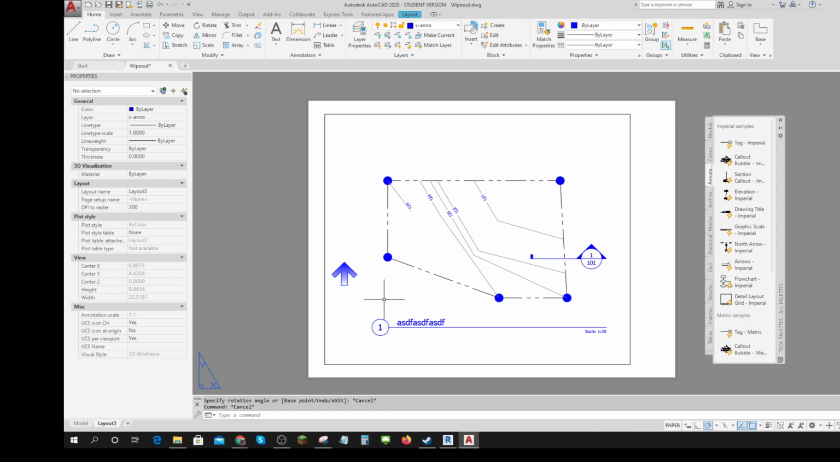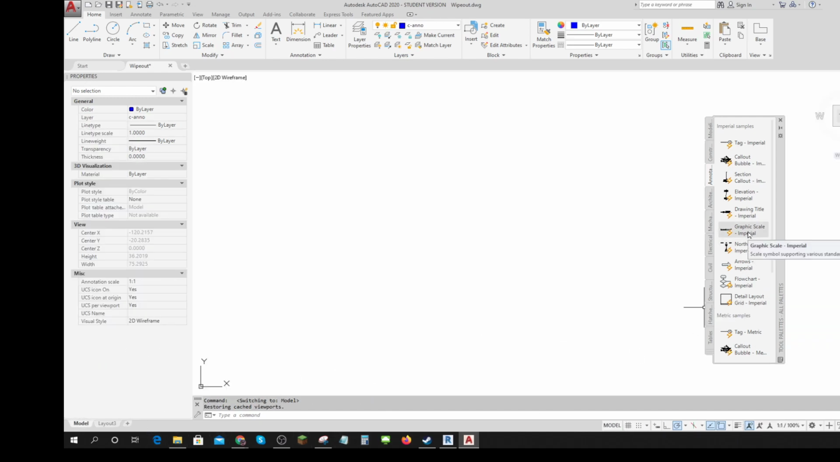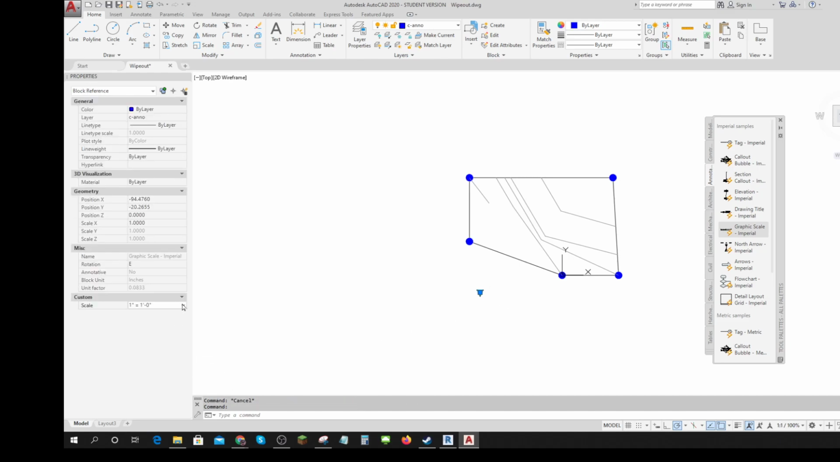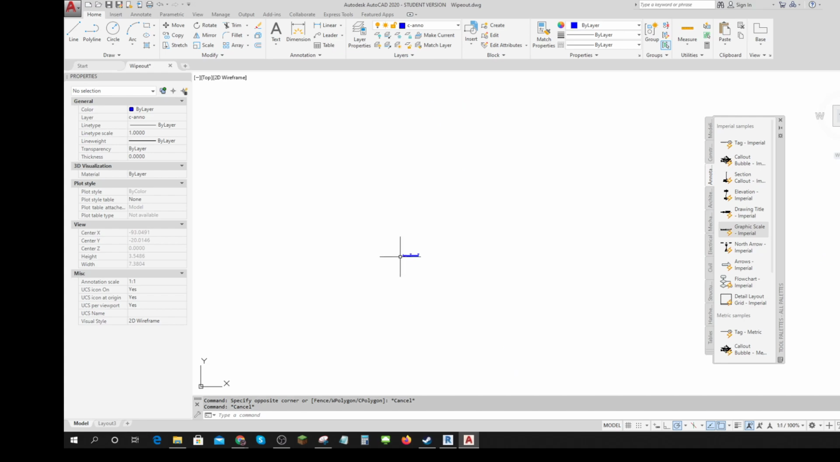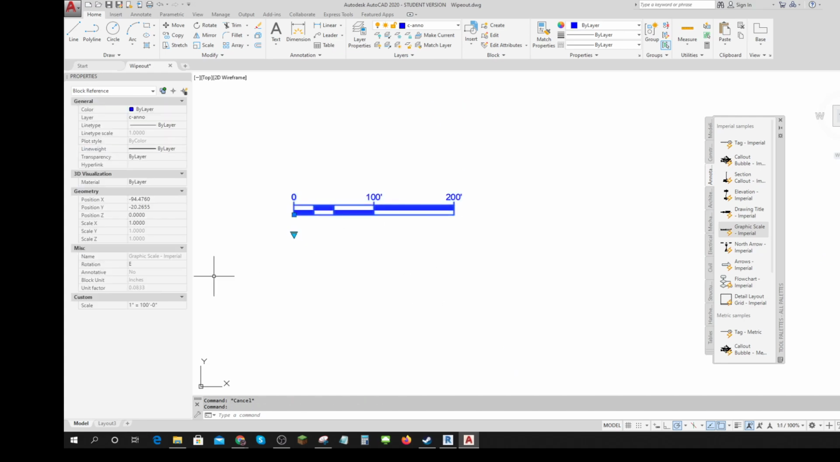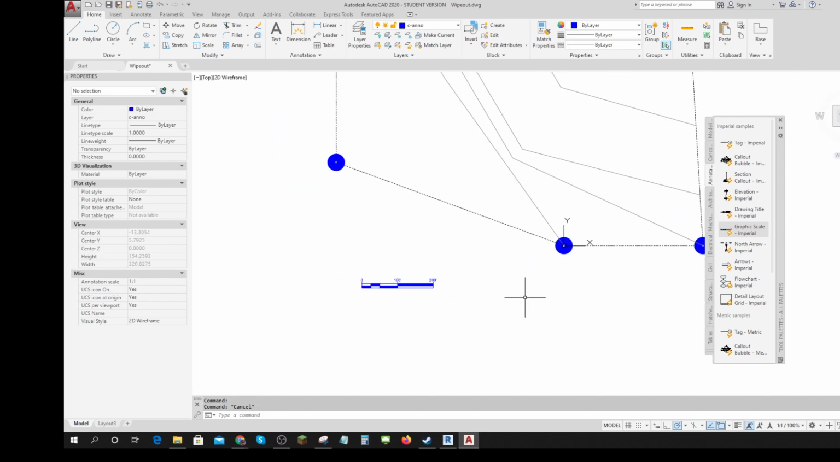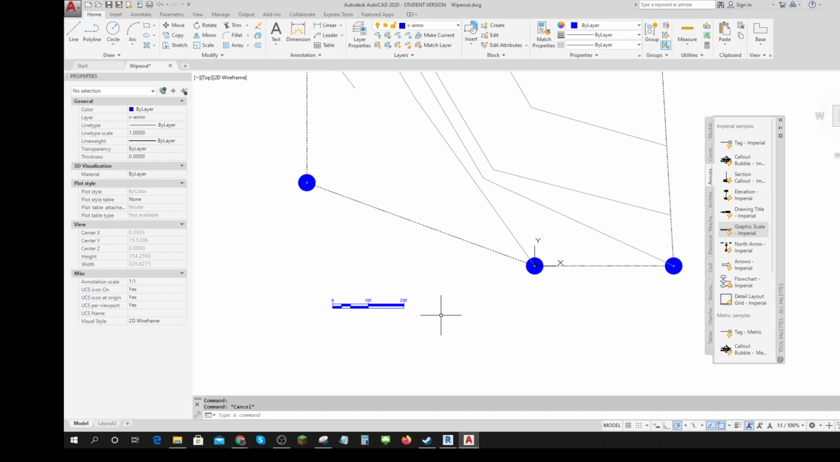So does that help answer those questions for you on how to do these? Oh, scale. That one, a graphic scale. Let's come in here. I haven't used that before. I usually just draw it myself. That change anything? Yeah, that's cool. What is my scale actually?